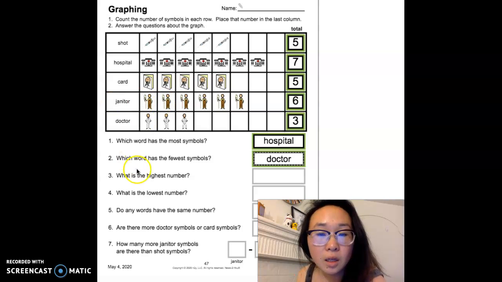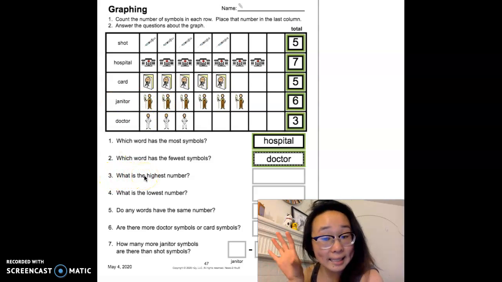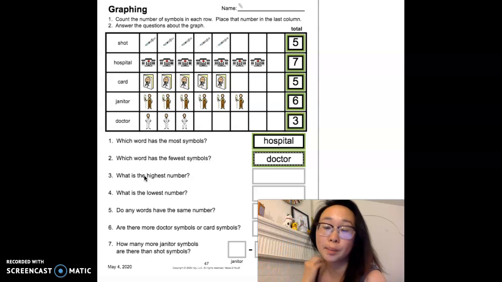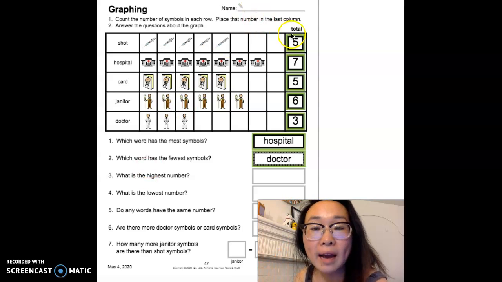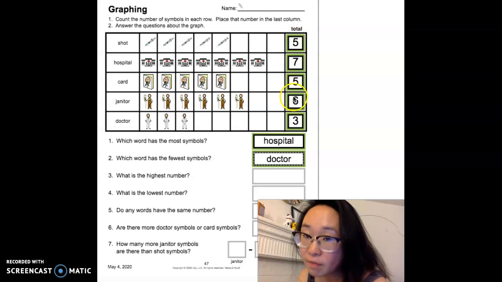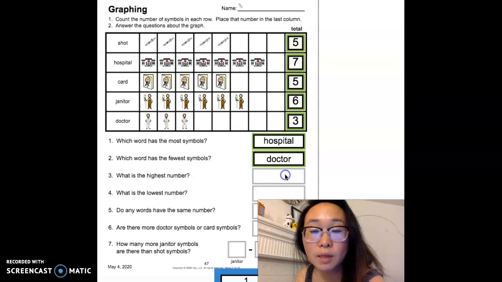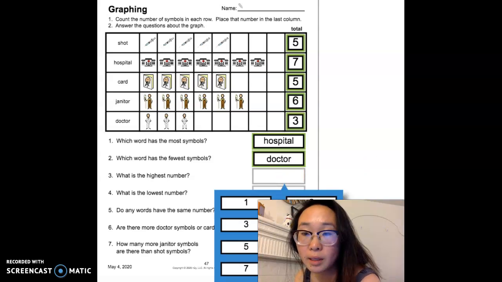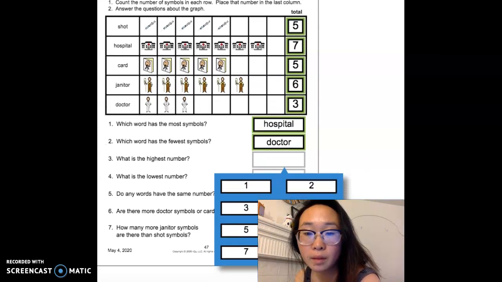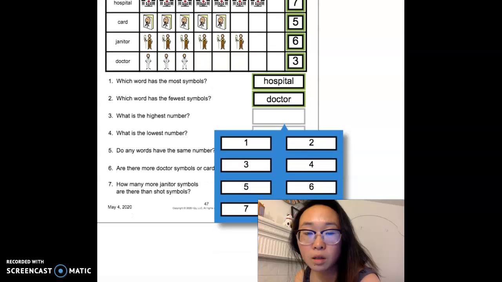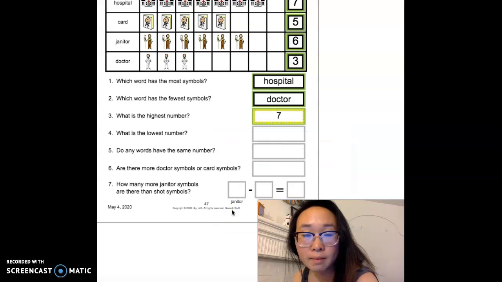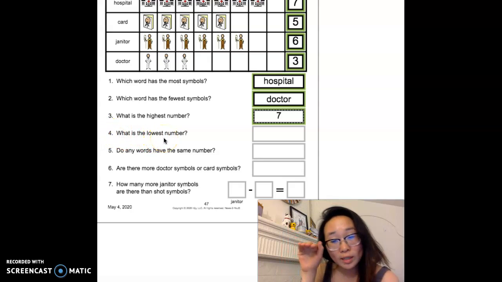All right. Number 3, what is the highest number? Which number is the highest? We have 5, 7, 5, 6, 3. Which number is the highest? Let me scroll down a little bit. The highest is hospital, 7. 7.